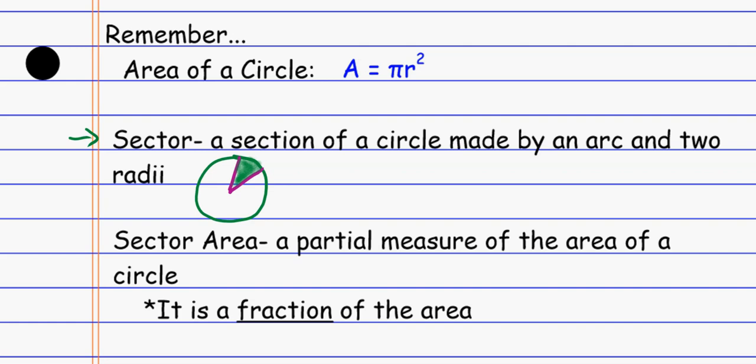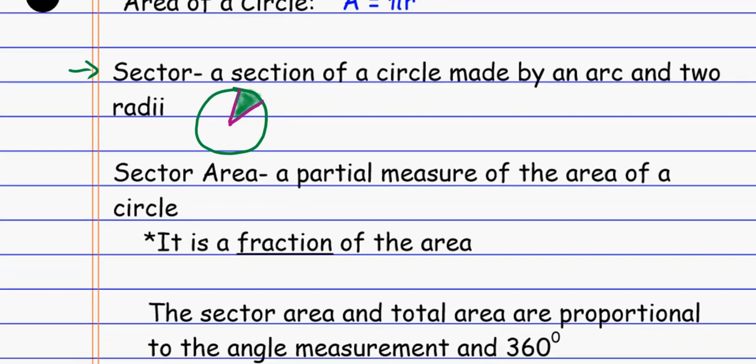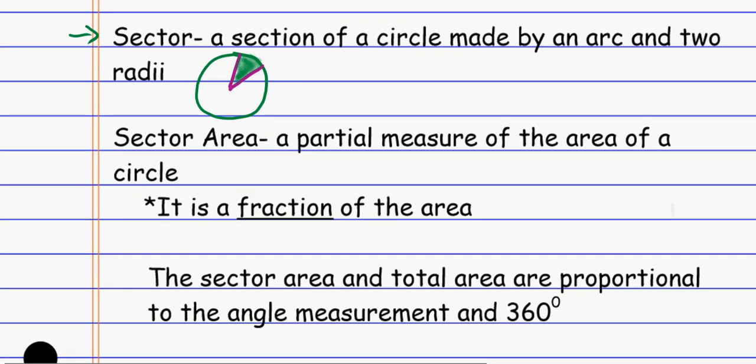When we talk about the area of that sector, the sector is actually the physical shape itself. The area is basically the space that shape covers. The sector area is a partial measurement of the entire area of the circle. Once again, just like with arc length, which was a fraction of the entire circumference, now this is a fraction of the entire area. Or we could think of it as being proportional.